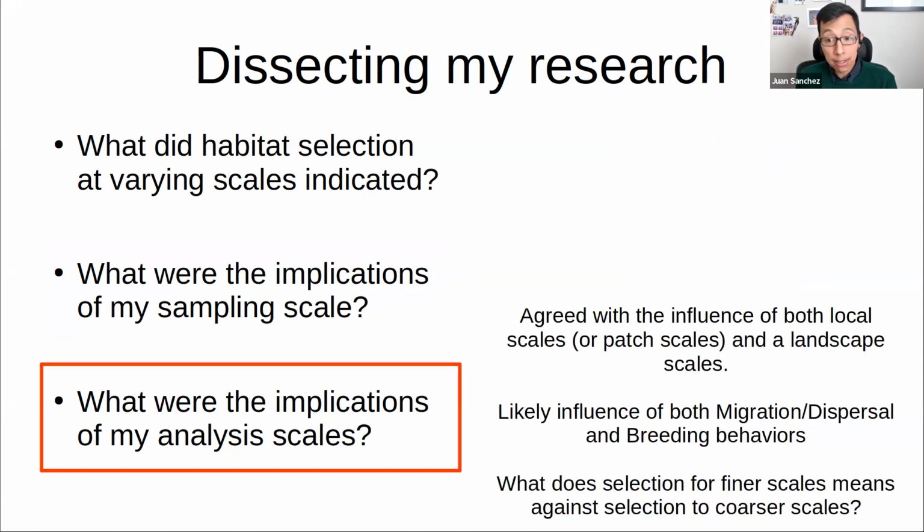All right. And what were the implications of my analysis of scales? Well, the scales that I studied aligned with the idea that both local and landscape scales are important, and that it's likely that both migration or dispersal processes and breeding behavior processes are shaping the scale of interaction of the species with their habitat. But it's very hard to interpret what finer scale selection means against coarse scale selection, because even generalists that we think select habitats in large areas also exhibited selection for finer scales, which means that we cannot interpret selection for a certain scale as the immediate requirement.